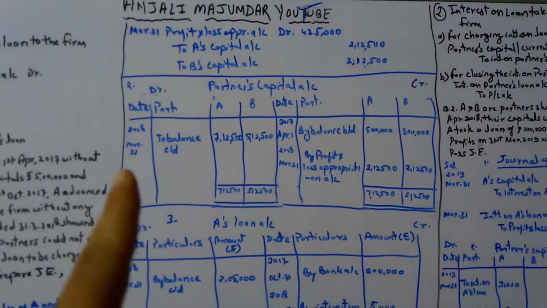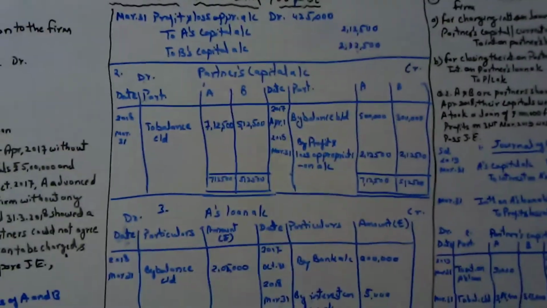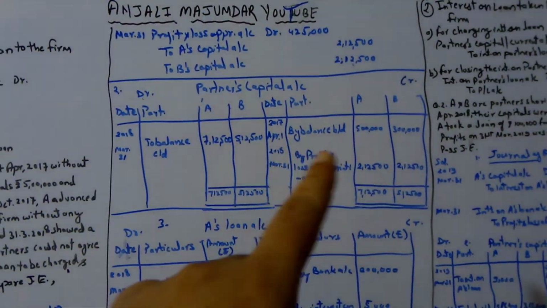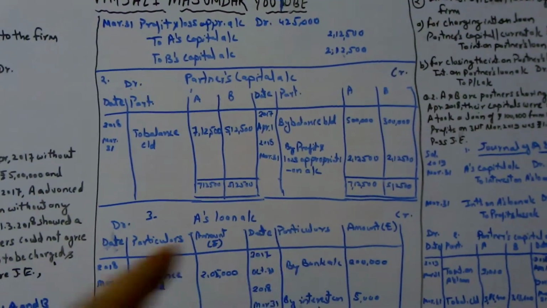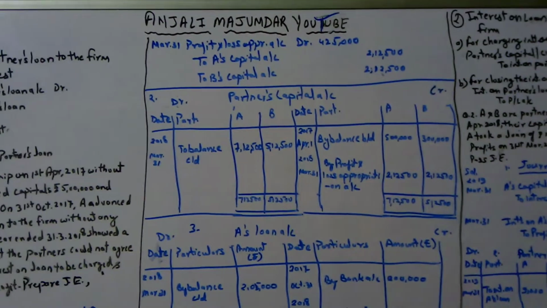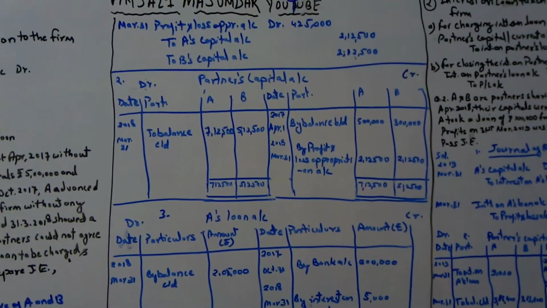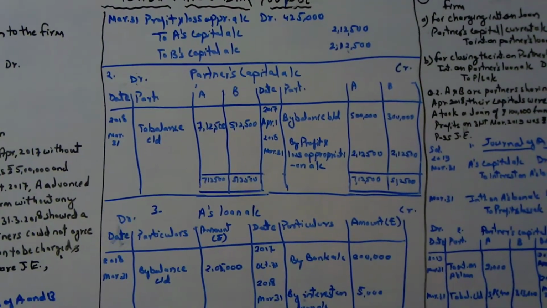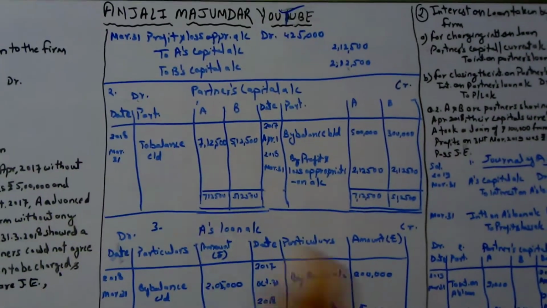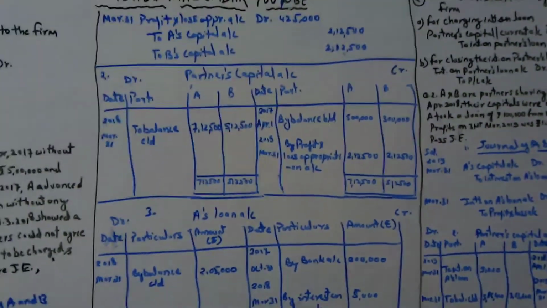Then on 31st March, the closing balance to balance carried down, we will add up 5 lakh plus 2,12,500, that gives you 7,12,500 for A's, and for B's 3 lakh plus 2,12,500, that means 5,12,500, which is transferred as a balance carried down under B side.